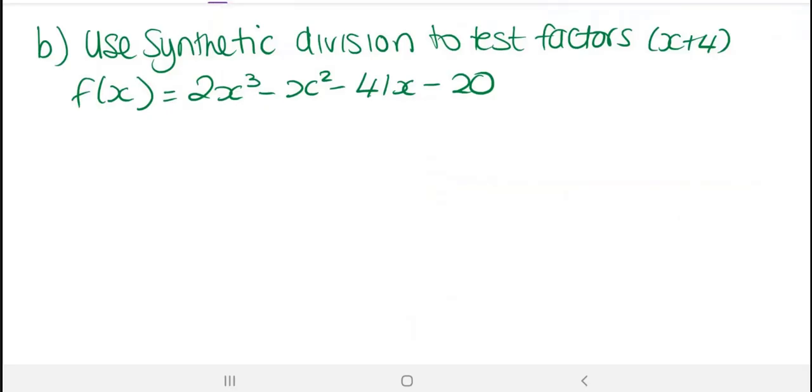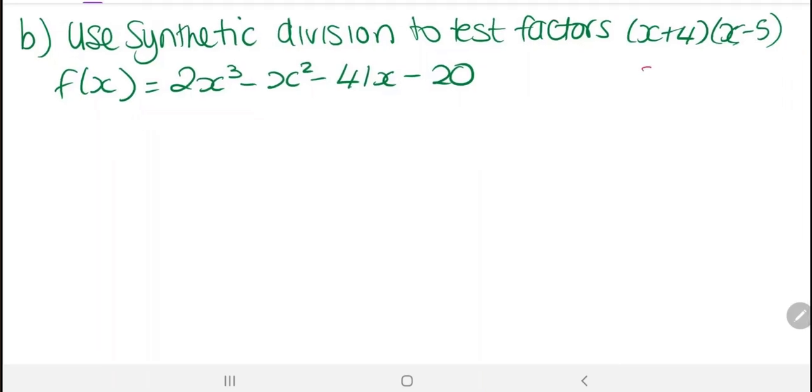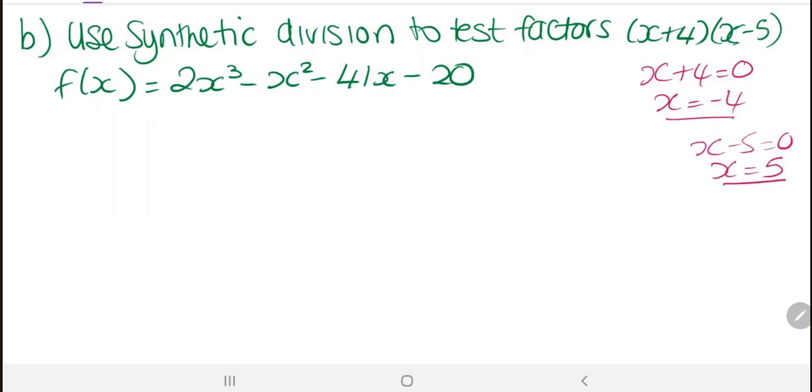Okay, so question B, use synthetic division to test factors x plus 4 and x minus 5. So we need to see if they are factors. The first thing is to rewrite them, setting them equal to 0 to find the value. So x is minus 4, and then x minus 5 is 0, so x will be 5. First of all we'll divide by minus 4.